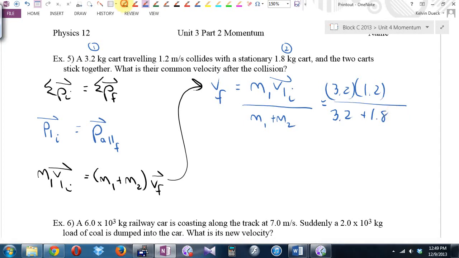Cliff, what'd you get? Sorry, I missed that. 0.768 meters. Positive or negative? They kept going in the same direction as the original cart because I let the original cart be positive. Is that okay?